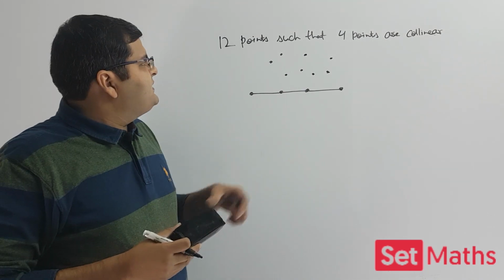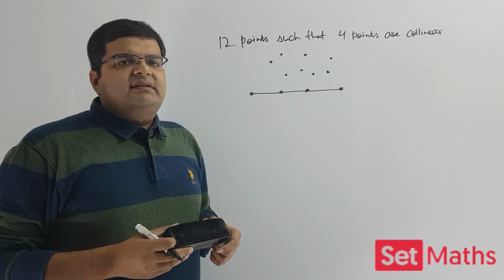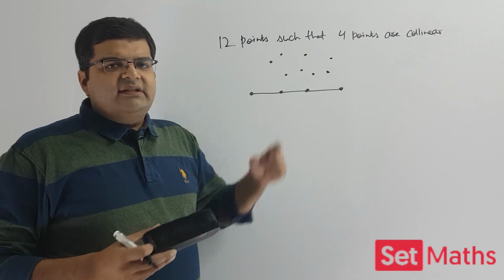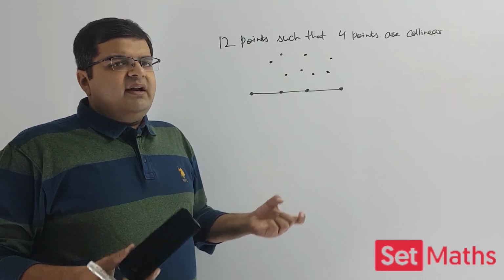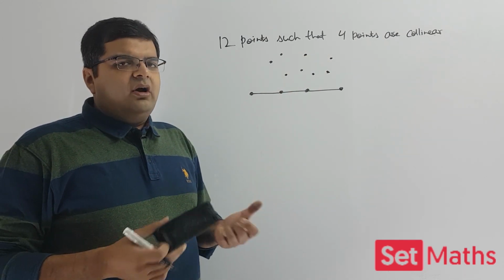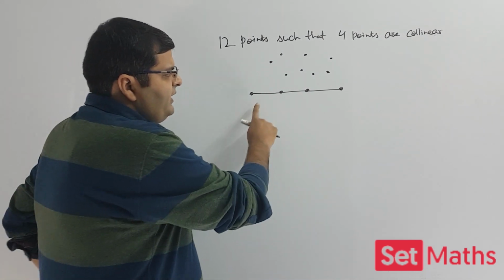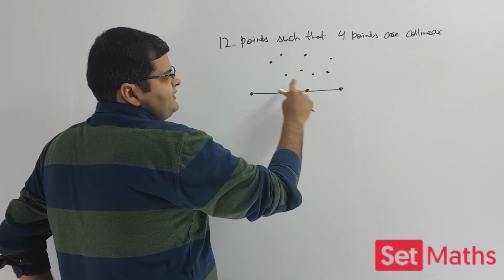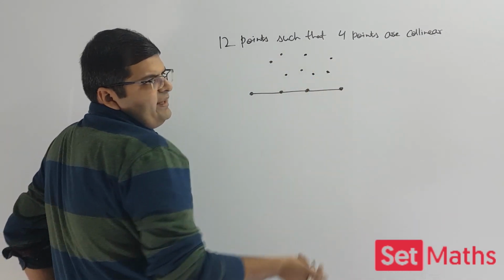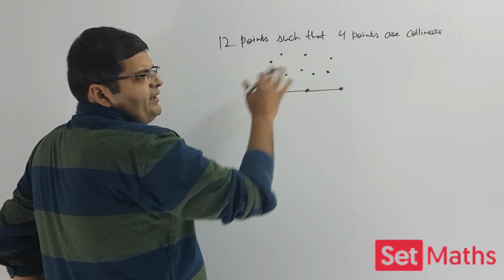Okay, so this question says that there are 12 points such that from the 12 points, 4 points are collinear. From the given other points, these points are non-collinear. So what we have done is we have drawn these 4 collinear points and we have drawn the remaining 8 points like this. These are non-collinear points.